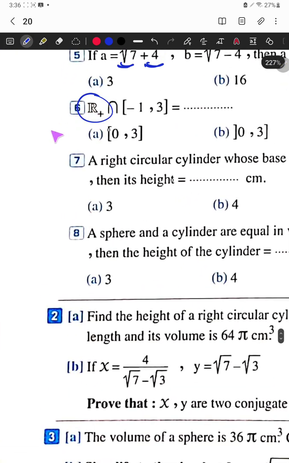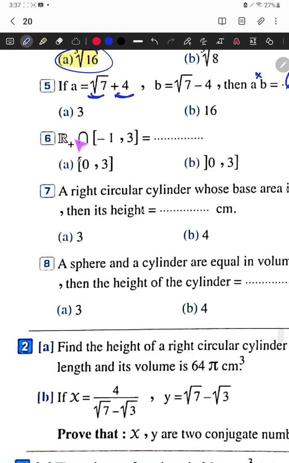R positive means the positive number. So now we want to get the positive numbers intersection -1 and 3. So we want to get the common elements between these sets. So here these are the positive numbers, which are 1, 2, 3, 4, and so on, and also all of the numbers between these numbers, all the numbers between 0 and 1, all of the numbers between 1 and 2, all of the numbers between 2 and 3, and all of the fractions, all of the square roots and cubic roots, something like that. So we can express it by the interval now. So the positive numbers.